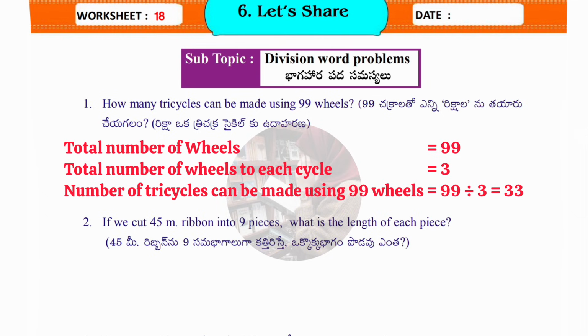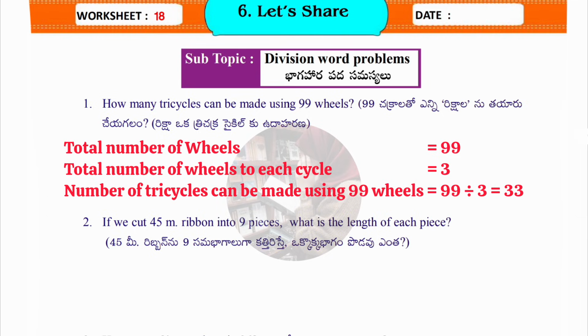Wheels to each cycle. So here tricycle is given. Tricycle means 3, so write it down. Number of tricycles that can be made using 99 wheels equals 99 divided by 3. So you will get the answer as 33. Let's see the second question.